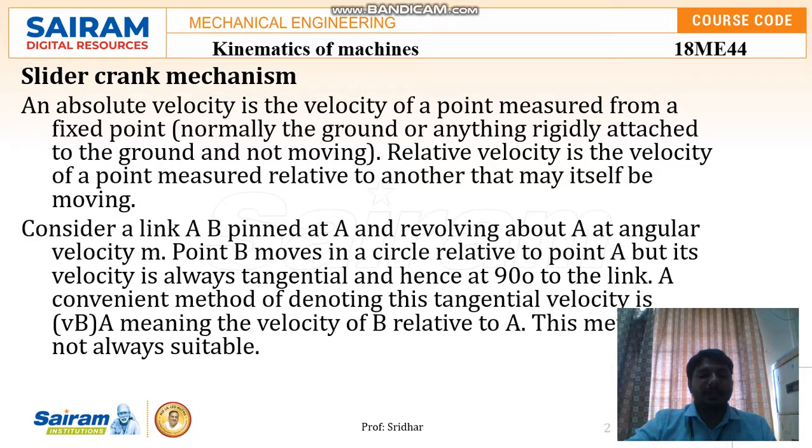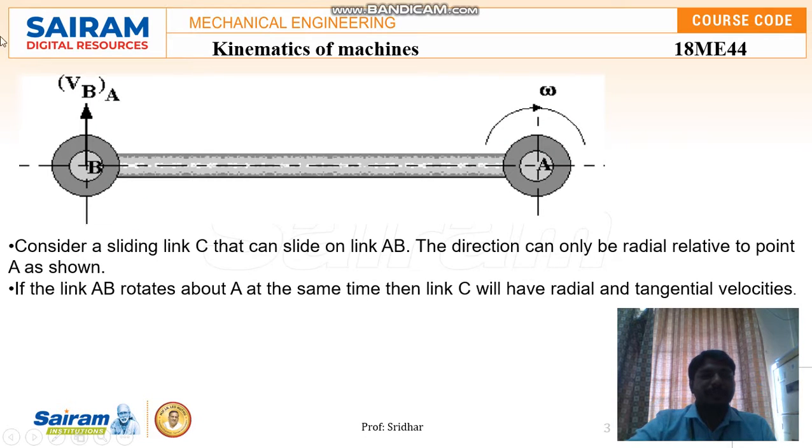This method is not always suitable, but in some conditions we use it in order to find the absolute velocity of a slider crank mechanism. Now we can see the point A is fixed, which is rotating at an angular velocity, and the velocity at point B with respect to A. Considering a sliding link C that can slide along the link from A to B, the direction can only be radial relative to the point, as shown in the figure.